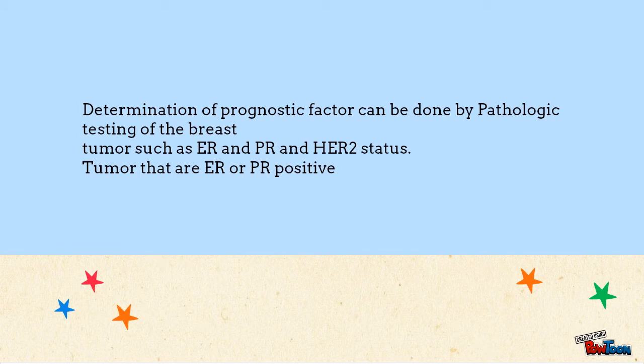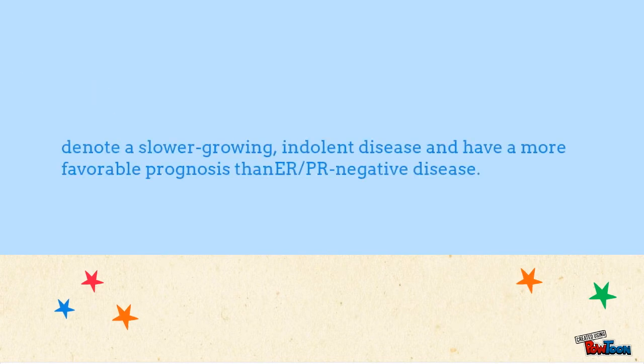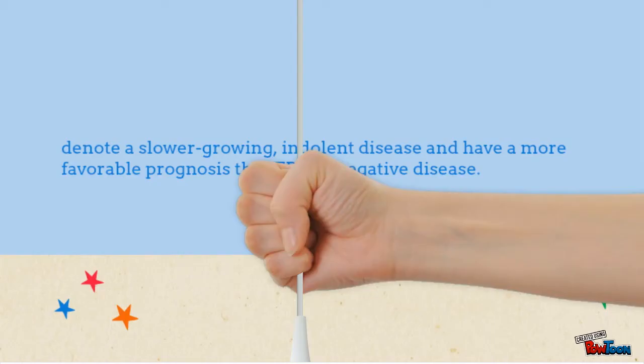Determination of prognostic factors can be done by pathologic testing of the breast tumor, such as ER, PR, and HER2 status. Tumors that are ER or PR positive tend to denote a slower growing indolent disease and have a more favorable prognosis than ER, PR negative disease. Tumors that are HER2 positive generally denote a more aggressive disease, which can be determined by two different methods, immunohistochemistry or fluorescent in situ hybridization.